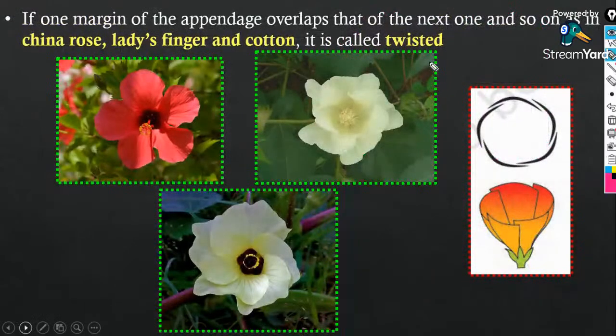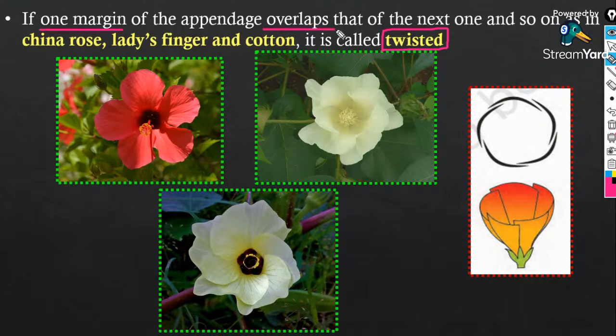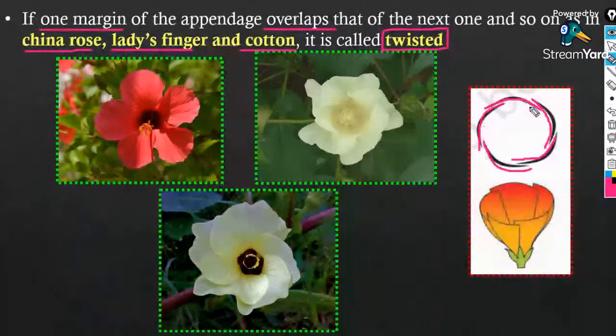Done. Next is the twisted aestivation. If one margin of the appendage overlaps the other, as in China rose, lady's finger, and cotton. Look, it will be overlapping. This diagram is important for you to draw in your board exam. It will be overlapping each other as in China rose, the hibiscus. This is the lady's finger flower and this is the cotton flower. Clear?